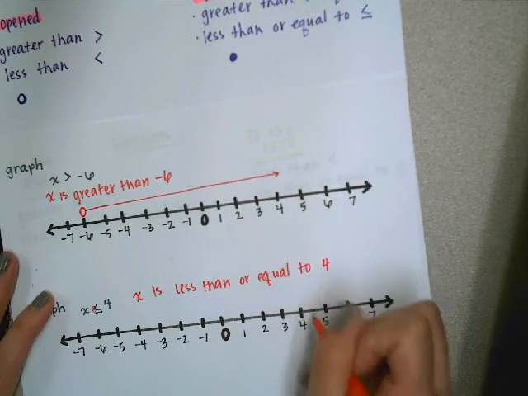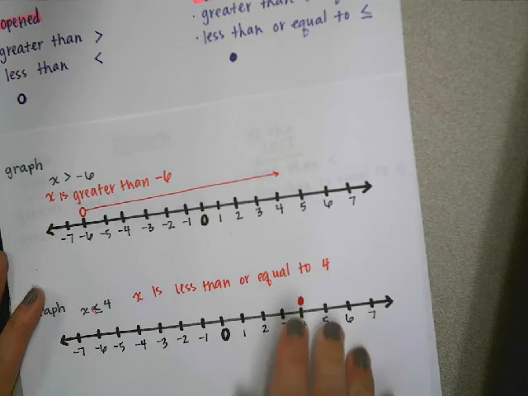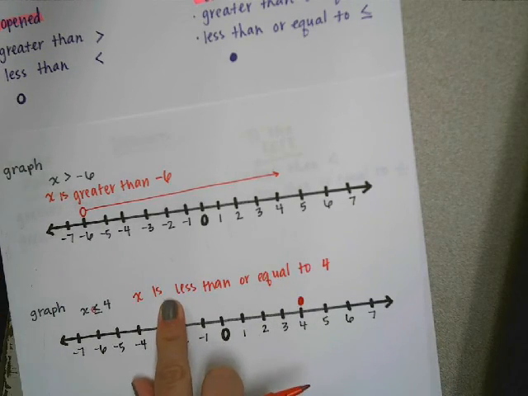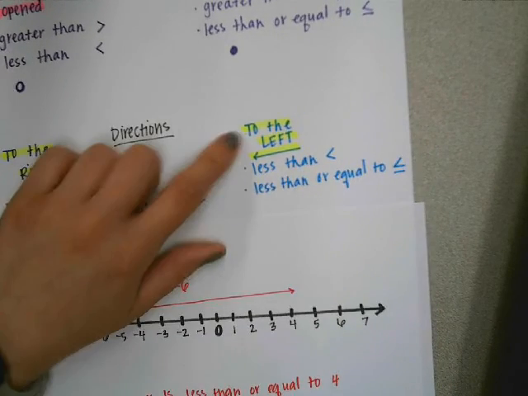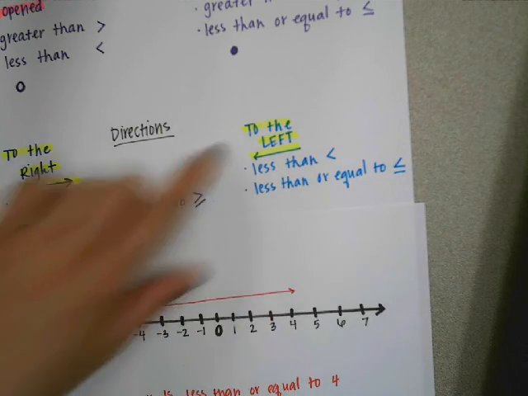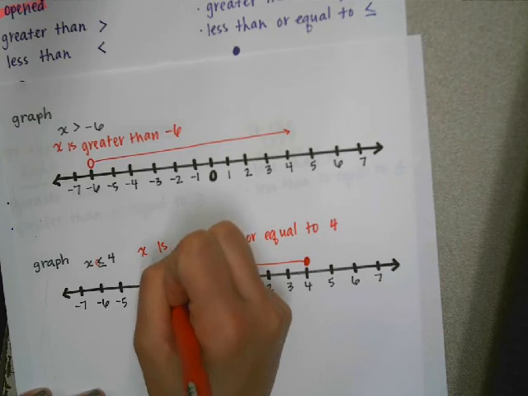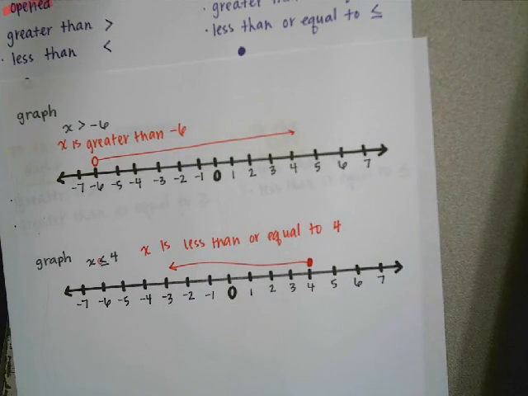So I'm going to find 4 and I'm going to put a closed circle there. And I know it's a less than, so less than tells me what direction. It's going to tell me to go to the left. Less than or equal to goes to the left. And that is this way. And that is how you graph inequalities.